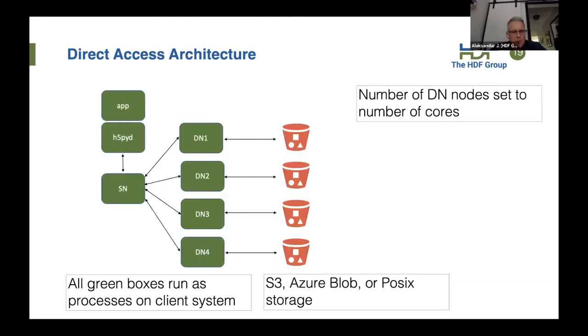So here's what it looks like. Again, we have the application talking to h5pyd. h5pyd talks to an SN. SN talks to a bunch of DN guys. And these DN guys are talking to S3. So the advantage here, compared to, as JP was talking about, the H5 library, is that you are enabling this parallel access to the storage, right? So the more parallel threads you have to storage, the faster your performance will be.